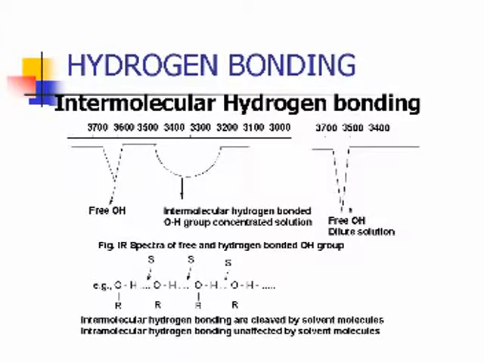alcohol, the range is 3640 to 3620 per centimeter. At the same time, due to intermolecular hydrogen bonding, the hydrogen is shared between two oxygen atoms. The bond length and stretching frequency are varied. Because the bond length increases, automatically the force constant decreases.